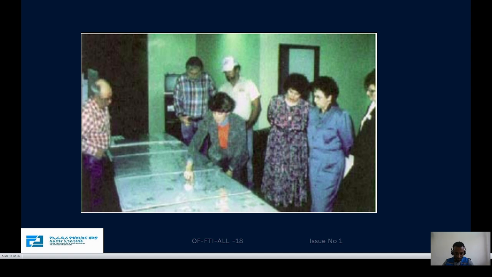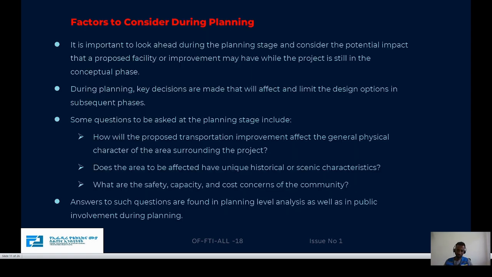All parties or communities will discuss the problem at the planning stage. So this part is very important for the success of the project development. Factors to be considered during the planning: it is important to look ahead during the planning stages and consider the potential impact that a proposed facility or improvement may have while the project is still in the conceptual phase.